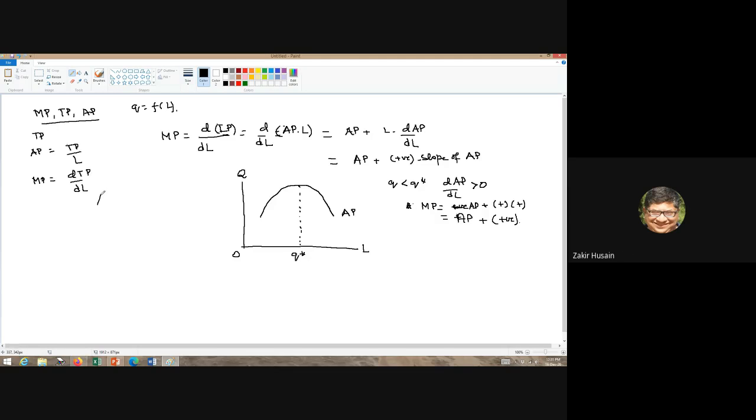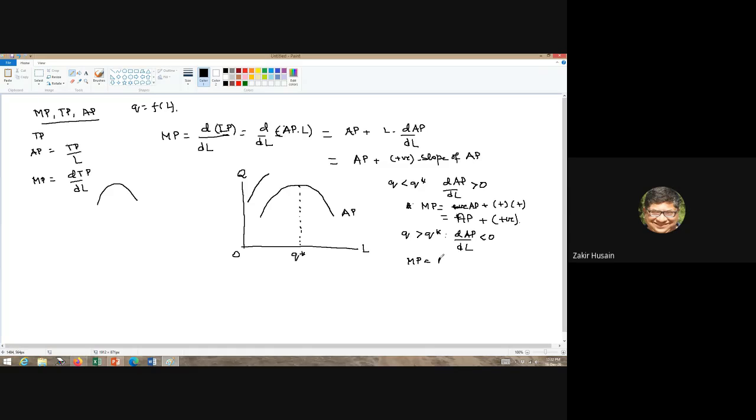Now MP is also like this. So in this part, MP is going like this. Q greater than Q star. What is dAP/dL? In this part average product is declining, so the slope is negative.